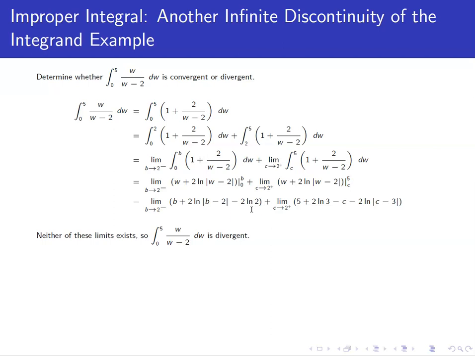If we look at this first piece, notice that as b gets really, really close to 2, the inside of the log function gets really, really close to 0, which means that 2 times natural log of b minus 2 is going off to negative infinity. That means that this original limit here does not exist. As soon as one of the limits does not exist, you're done, and we can conclude the original integral diverges.